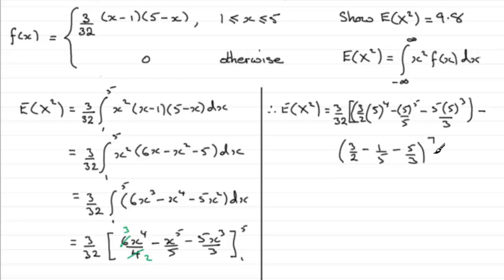Okay, so we got all of that. So get on your calculator, work that out, and bingo, what you get is 9.8. Alright, what we had to show. So do check that out, you will get 9.8.